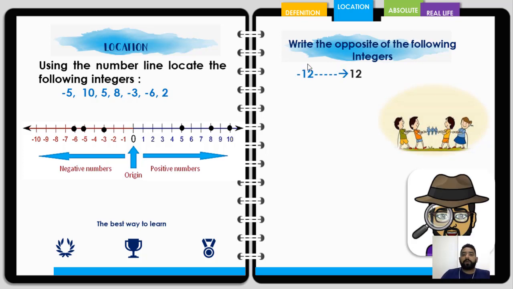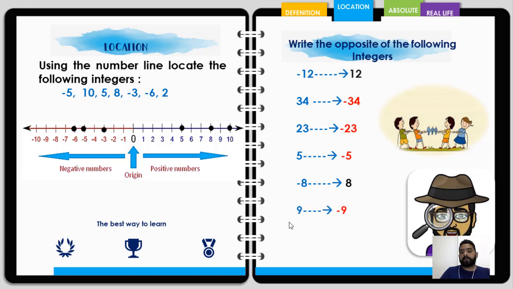Now we're going to write the opposite of some of the following integers. Imagine that you have the integer negative 12. The opposite of negative 12 is positive 12. Why? Because we only change the sign. If this is negative, we make it positive. Now we have positive 34. What is the opposite? It's negative 34. Now we have 23. The opposite of 23 is negative 23. Positive 5, the opposite is negative 5. We have negative 8, and the opposite is positive 8.